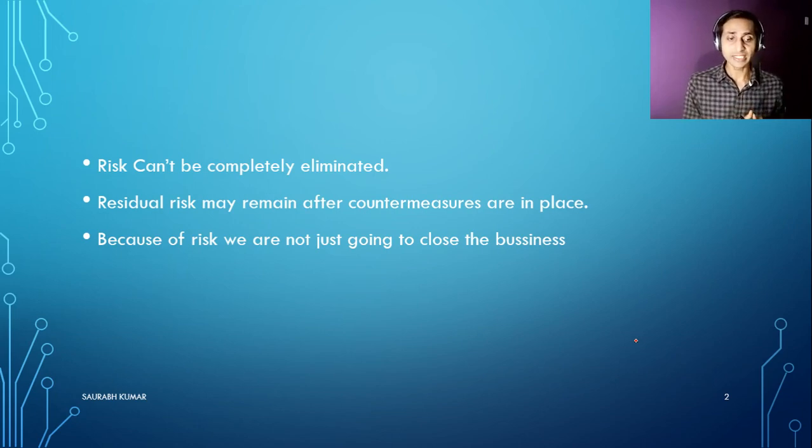So we can see here that residual risk may remain even after countermeasures are in place. Generally, being an ethical hacker, our task is to reduce the risk. Nobody can 100% eliminate the risk. So our task is to reduce the risk in such a way that the chance will be 0.0001%, but we can't avoid every risk.